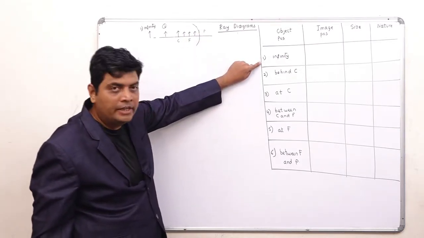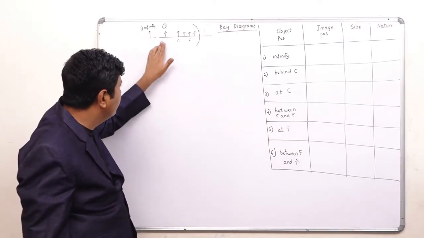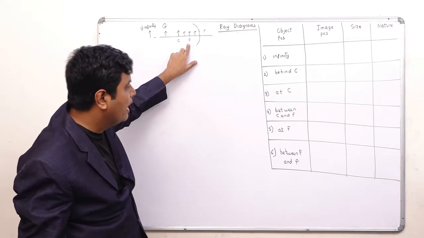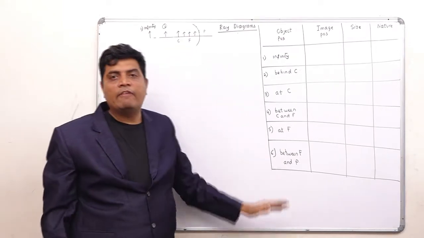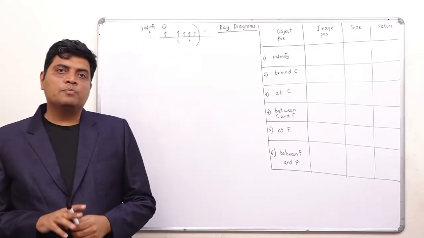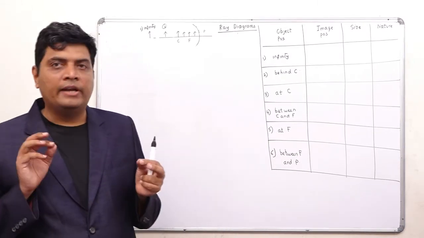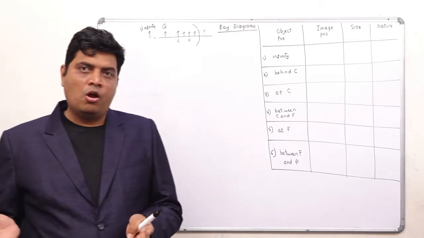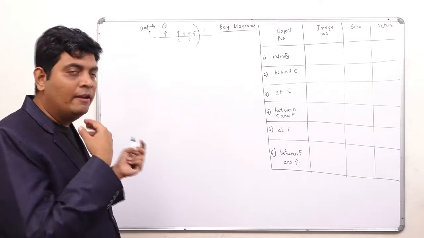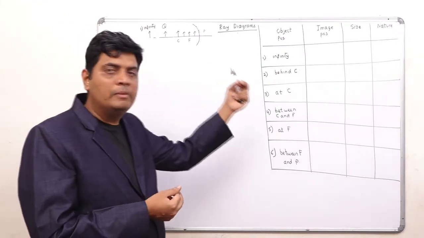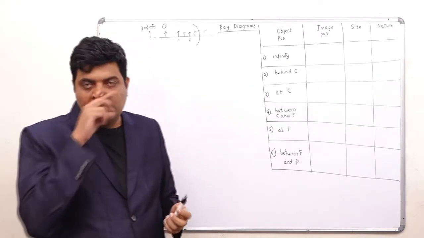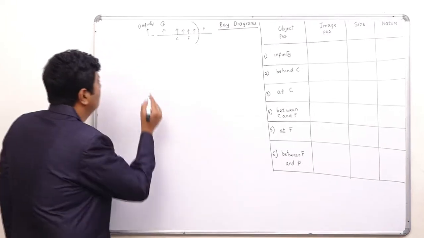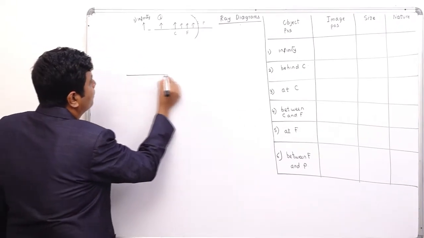So first is at infinity. Second is behind C. Third is at C. Then between C and F, at F, and between F and P. These are the six positions at which we are going to draw the ray diagrams. Once we get the final image, we will be able to say where the image position is, what the size of the image is, and what the nature of the image is. Okay, so let us now start with the first, infinity.